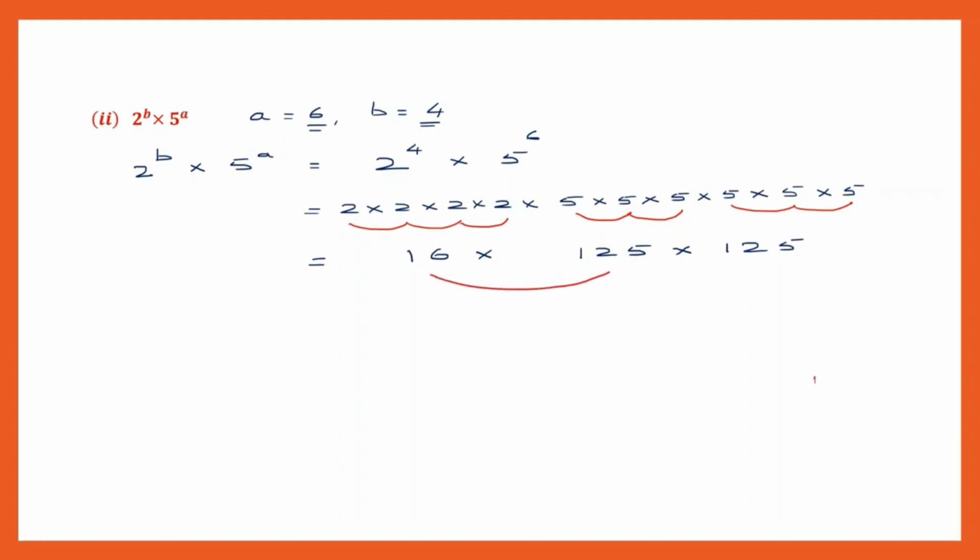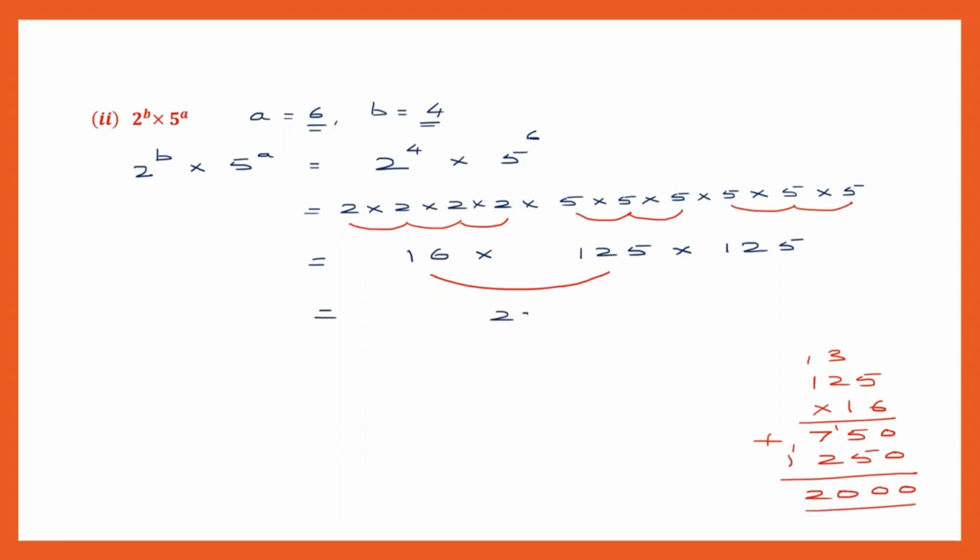So let's do that. 125 into 16. 6 5's are 30, carry 3. 6 2's are 12, 13, 14, 15, carry 1. 6 1's are 6 plus 1, 7. Second step, 1 5's are 5, 1 2's are 2, 1 1's are 1. Plus, let's add this up, 0, 5 plus 5 is 10, carry 1, 7, 8, 9, 10, carry 1, 2. So this is 2000. So here, 16 into 125, we've got 2000.